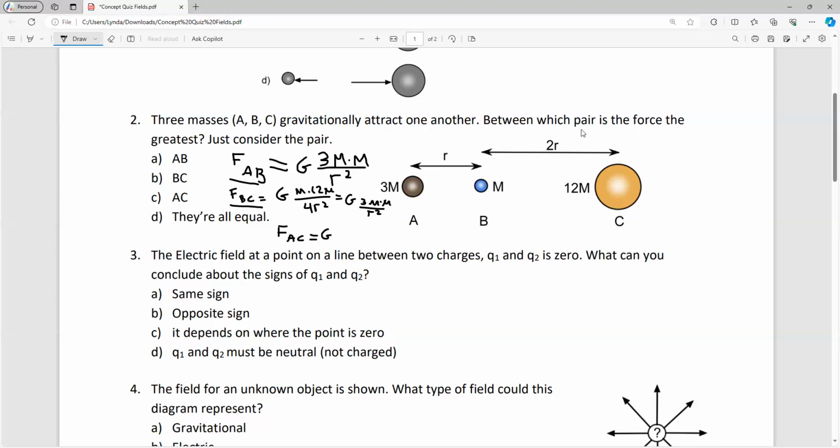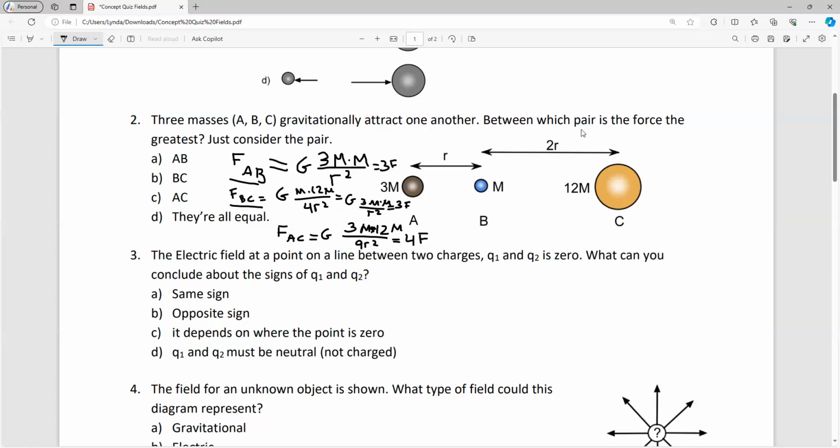And the force between AC, okay, what should I write? G, and what should be on the top between A and C? Which 2 masses are there? 3m and 12m. And the distance between them: r plus 2r gives you 3r, and everything squared, so it's 9r squared. So 3 multiplied by 12 is 36, 36 divided by 9 is 4. So the force will be 4 times F. Here it will be 3F. And here it will be 3F.